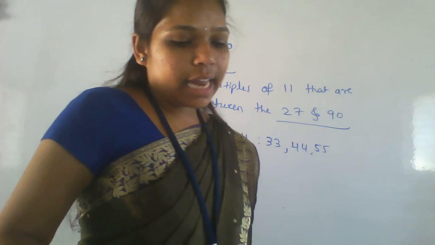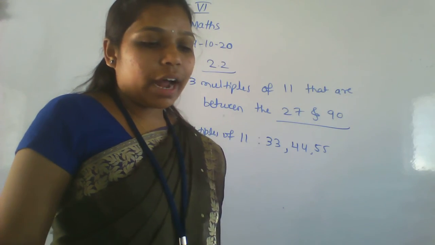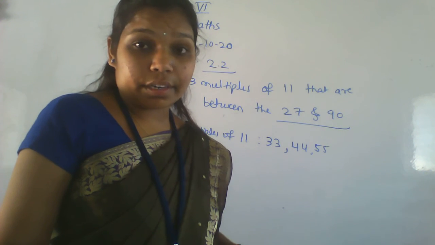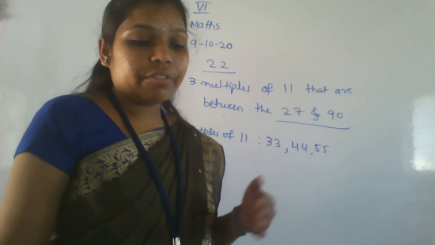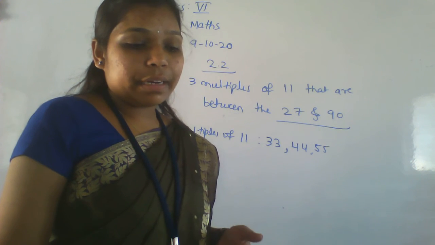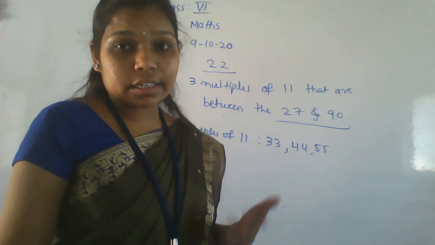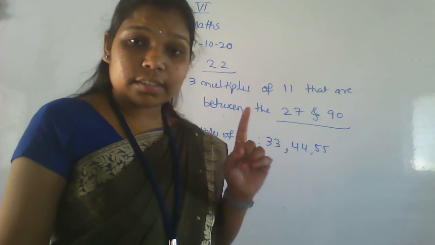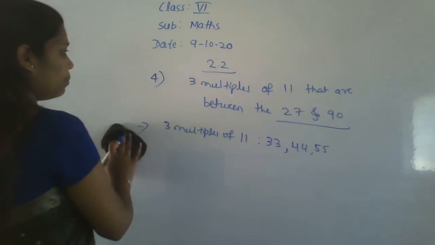Okay. Next, the last question. Check whether 556 is a multiple of 4 or not. Same, for a multiple of 4 the remainder should always be 0 only. So check here.